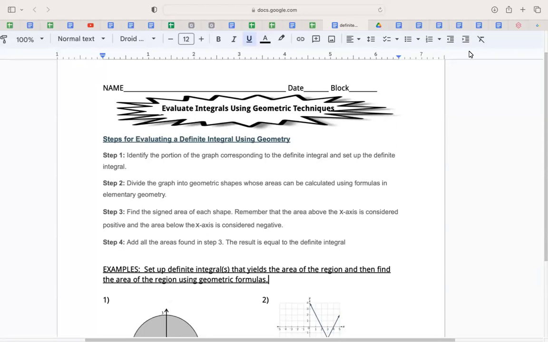Let's get started on our lesson for today, which is called Evaluating Integrals Using Geometric Techniques. So just to recap, so far we have understood what an integral is, meaning that integrals are finding the area under a curve from that particular function to the x-axis. So today we're going to do that, but we're going to use geometric techniques versus algebraic techniques. We have been using rectangles, but now we're going to use all sorts of shapes.